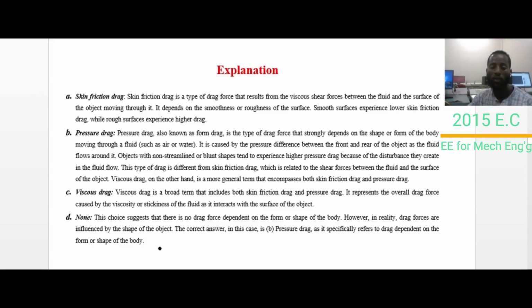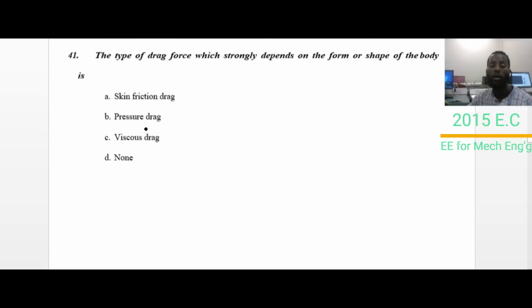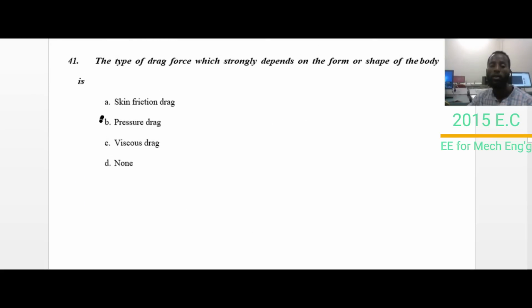And D, none. This choice suggests that no drag force depends on the form or shape of the body. However, in reality, these drag forces are influenced by the shape of the object. So the correct answer is pressure drag. It specifically refers to drag depending on the form or shape of the body. It is also known as form drag, which is a type of drag force that strongly depends on the shape or form of the body moving through the fluid.